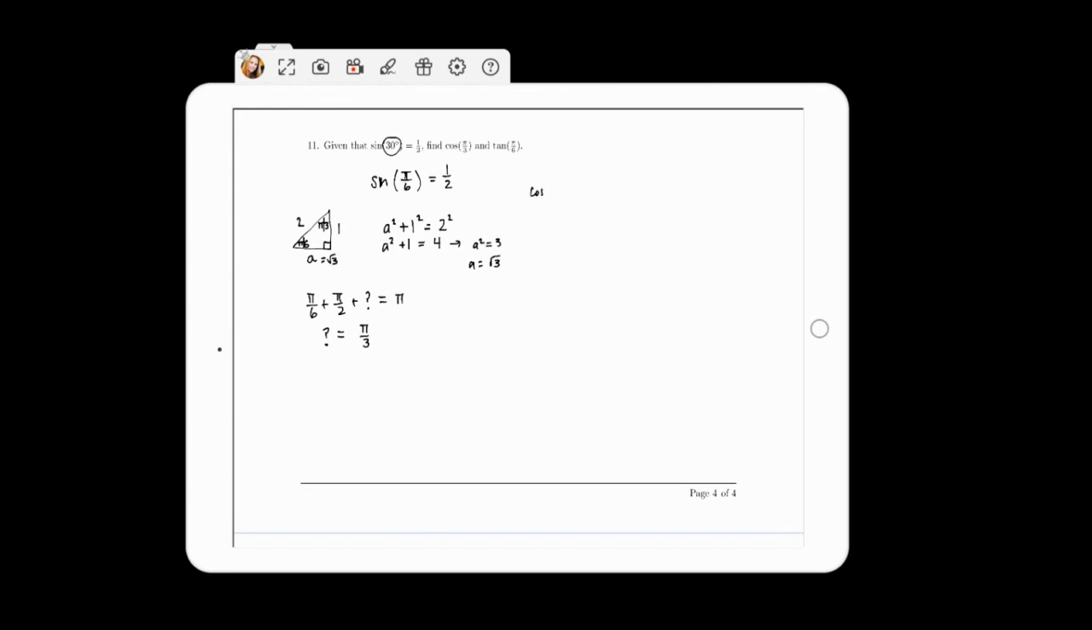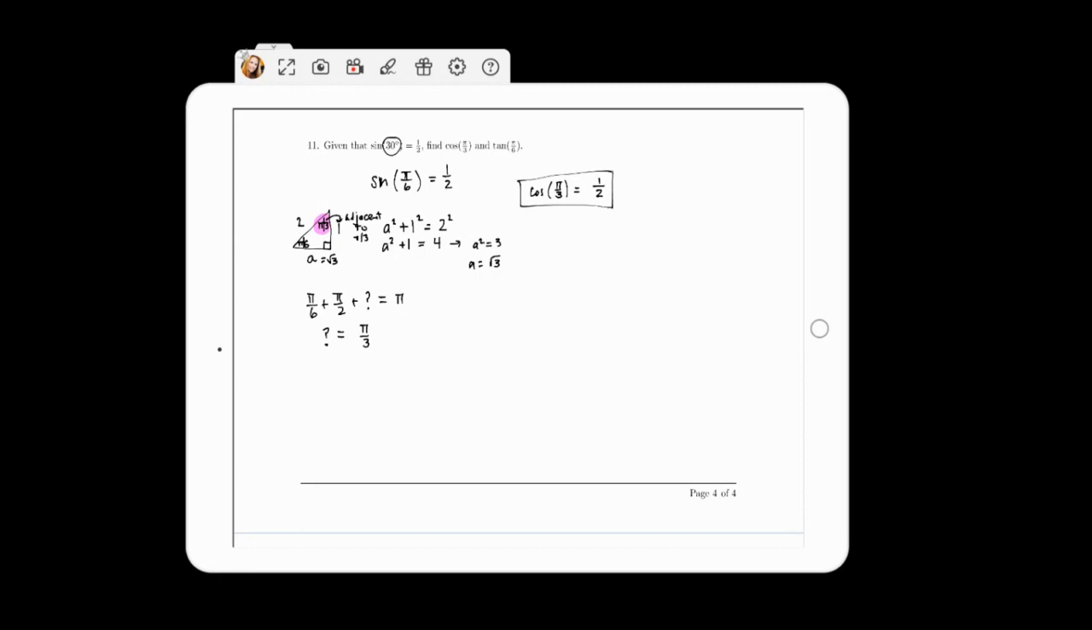So the cosine of pi over 3 is the adjacent over the hypotenuse, but you have to be careful because that is relative to pi over 3. Relative to pi over 3, this is the adjacent side. So this one is adjacent to pi over 3. As I said, it's always relative. So the cosine is adjacent over hypotenuse, 1/2. So that's part of the problem.